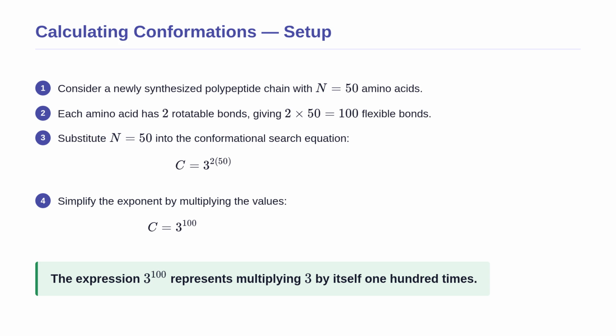Because there are 2 flexible bonds per amino acid, we multiply 50 by 2, giving us 100 flexible bonds in this small domain. We substitute 50 into our exponent, giving us C equals 3 raised to the power of 2 times 50. Simplifying this, we get 3 to the power of 100. This shows the true mathematical magnitude of the protein's flexibility.